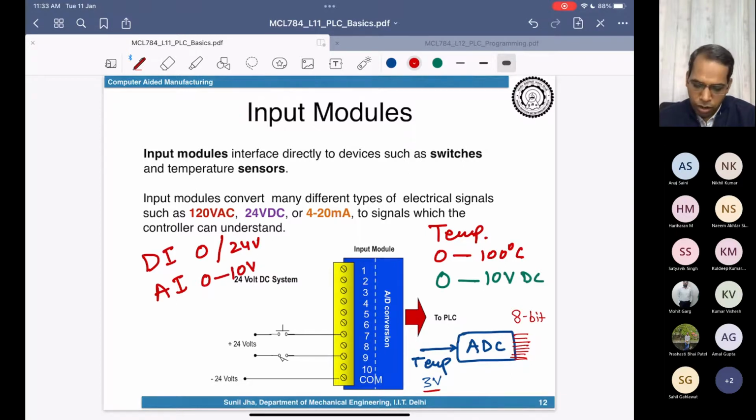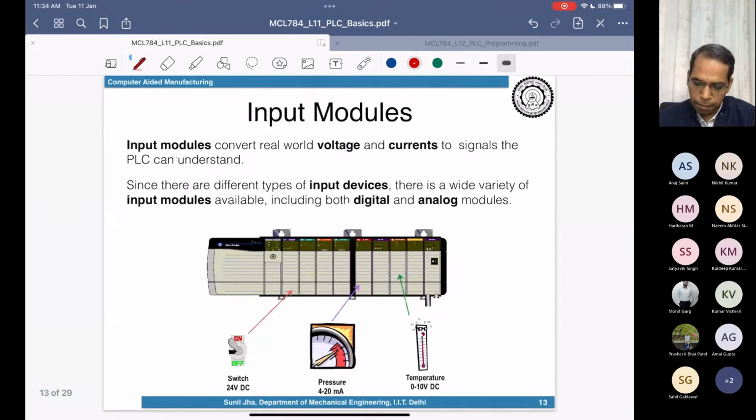So all sorts of inputs which vary over a range of voltage are connected to the analog inputs. And the digital inputs are just high-low signals, on-off signals, mostly captured from the switches connected to it. Either it's a push button, or a proximity switch, or a control switch. These are the kinds of signals that can be interfaced to the input module.